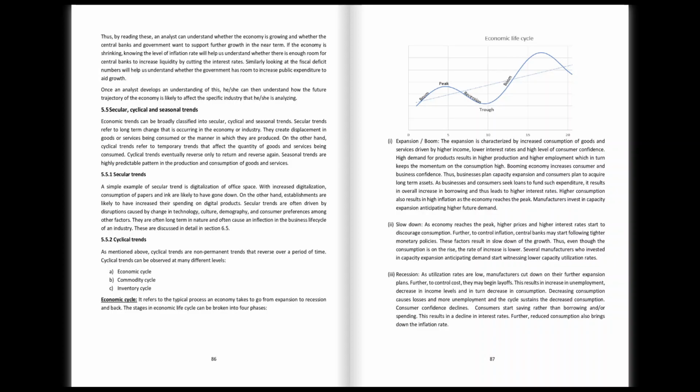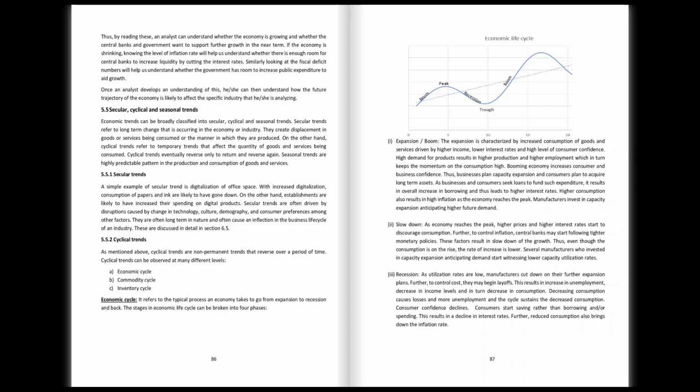The stages in the economic life cycle can be broken into 4 phases. 1. Expansion/boom. The expansion is characterized by increased consumption of goods and services driven by higher income, lower interest rates, and a high level of consumer confidence. High demand for products results in higher production and higher employment, which in turn keeps the momentum on the consumption high. A booming economy increases consumer and business confidence. Thus, businesses plan capacity expansion and consumers plan to acquire long-term assets.